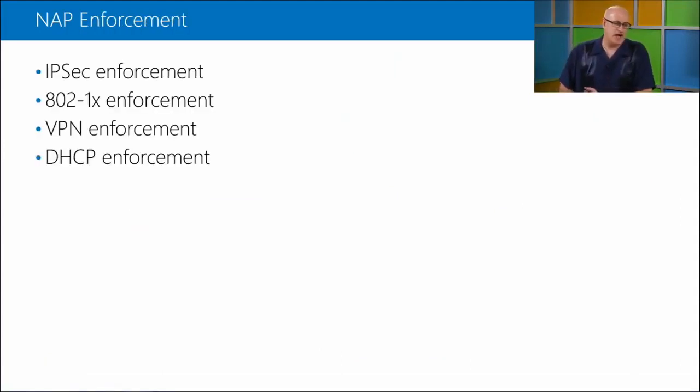NAP enforcement: there's IPsec enforcement, 802.1x enforcement, VPN enforcement, and DHCP enforcement. So there's different levels of enforcement using the system.